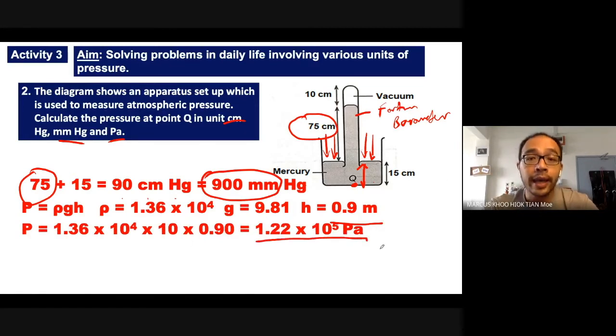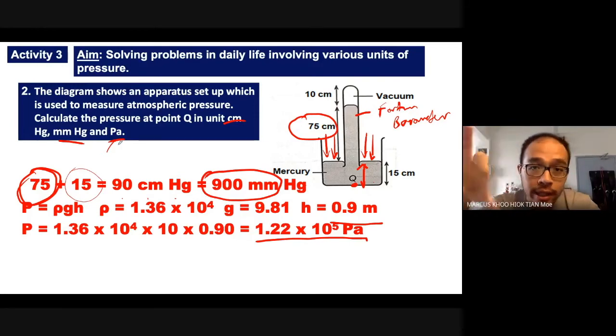Can you change the 75 to Pascal, 15 to Pascal? Also can, but it's a lot of work. So sometimes it's easier to calculate the centimeter mercury first. Add up the centimeter mercury first, and it's very easy because it's just plus only. No complicated times this, times that. Just plus the atmospheric pressure, this one, and the 15.